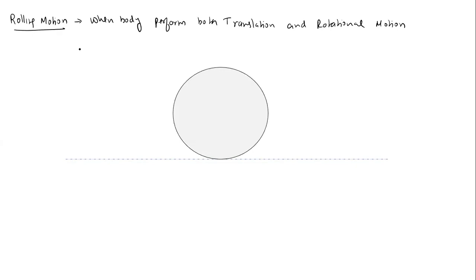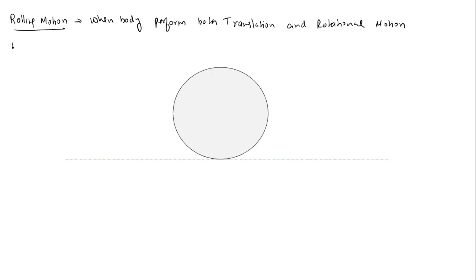So what have we done till now? We have found the kinetic energy of the body. We have found the angular momentum of the body. In the case of combined translational and rotational motion, we found the velocity and acceleration of the body. All were basically rolling motion only. So when a body performs both translational as well as rotational motion, then we say it is rolling motion. Now next is pure rolling motion.